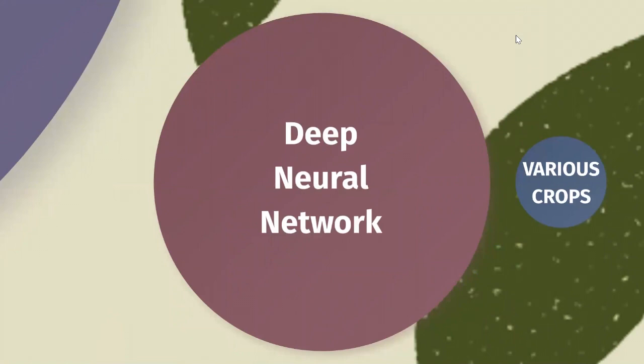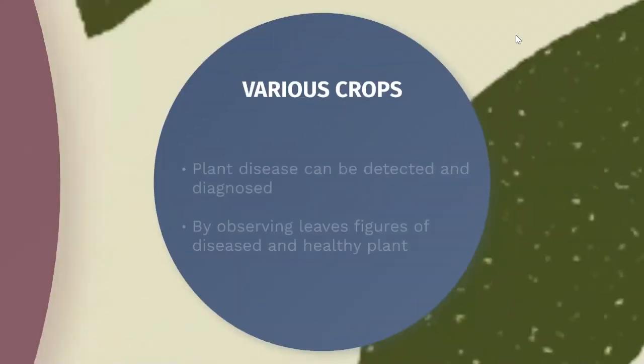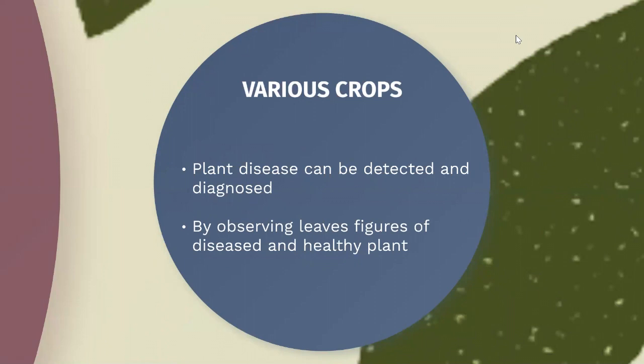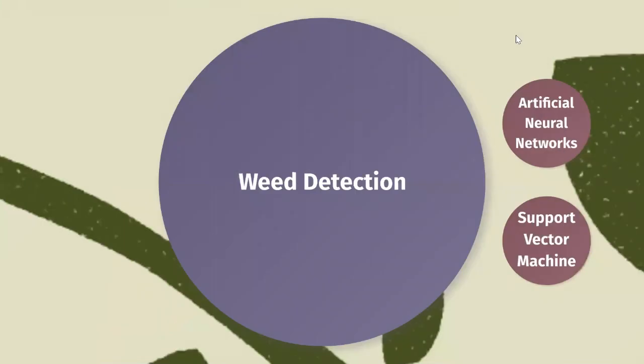Lastly, deep neural network, which is an algorithm, can be used. Plant disease can be detected and diagnosed in various crops. This can be done by observing leaf figures of disease and healthy plant. Now we have done for disease detection.